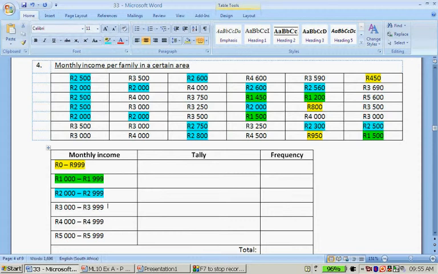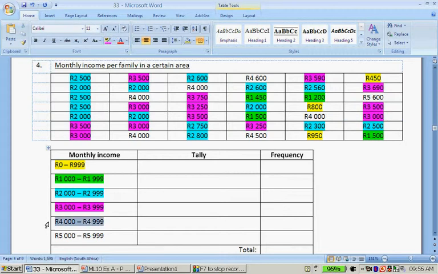Right, so now values between 3,000 and 3,999. Let's use pink. Okay, so it's these two values, that value, this one, and that one, these three, this one, that one, and here are three more values, 1, 2, 3.